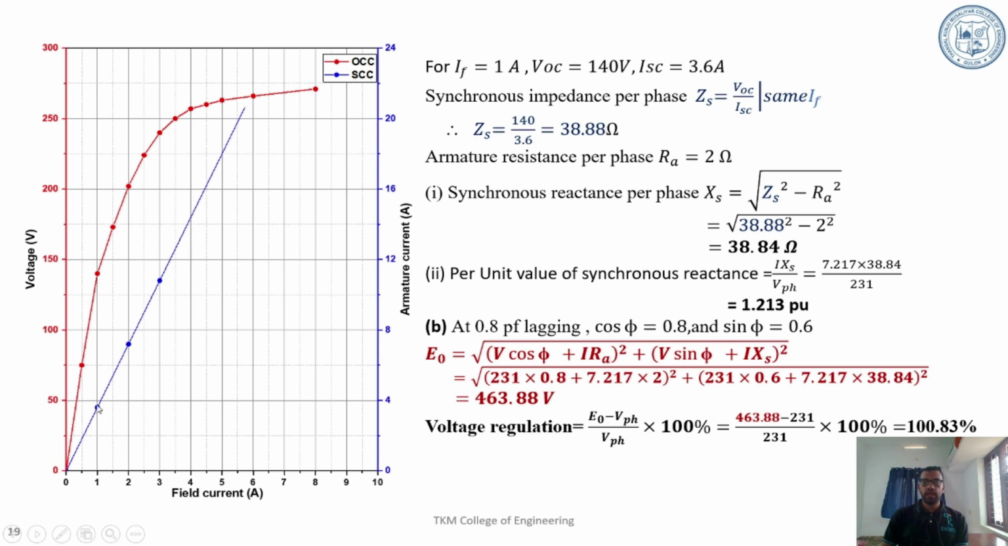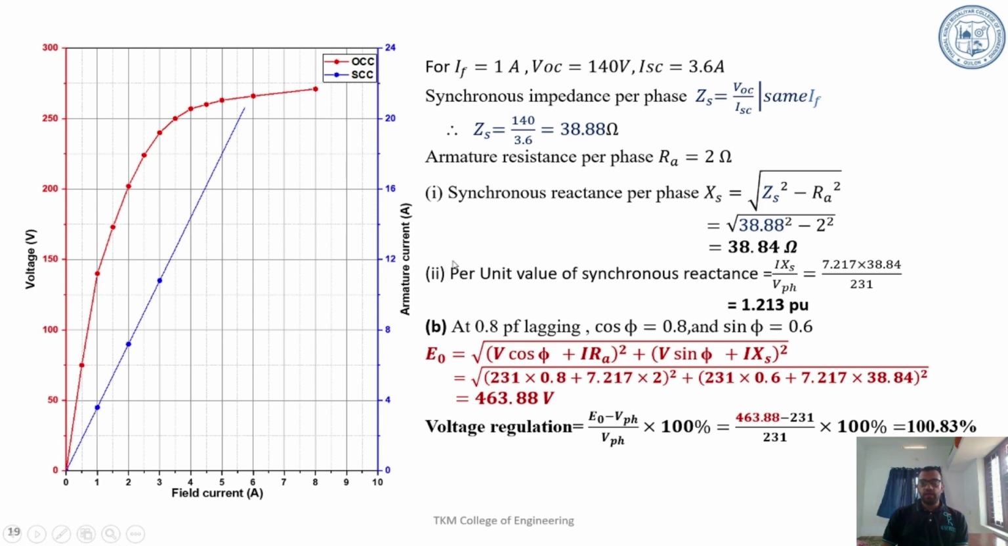Corresponding to the same field current, here 1 ampere, the open circuit voltage is obtained as 140 volt and the short circuit current is obtained as 3.6 ampere. Substituting these VOC and ISC in the expression for synchronous impedance, we obtain synchronous impedance as 38.88 ohm. Armature resistance per phase RA is given as 2 ohm. For synchronous reactance per phase, XS is equal to the square root of ZS square minus RA square. Substituting these values, XS is obtained as 38.84 ohm.